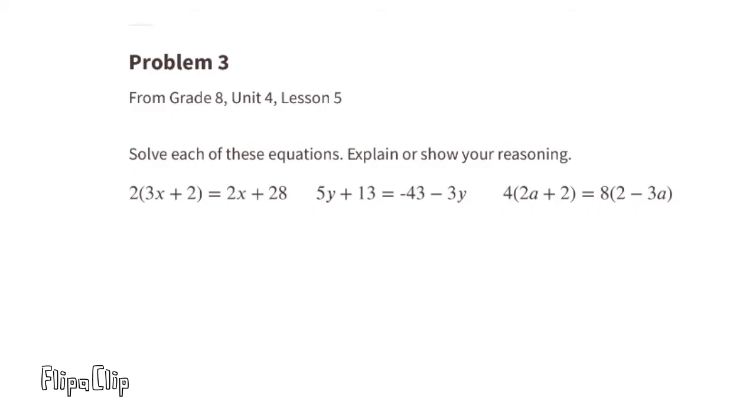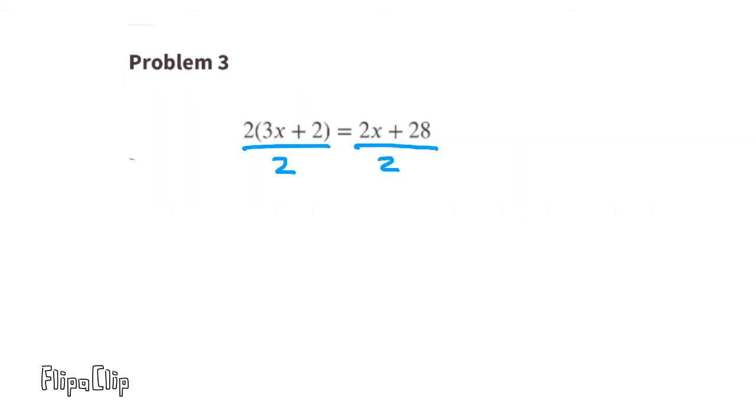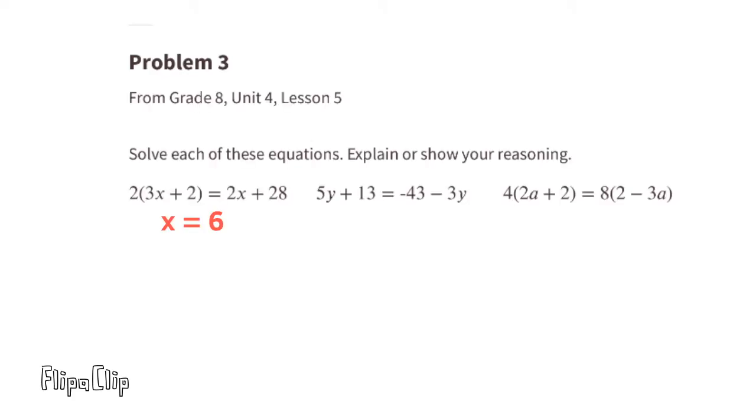Solve each of these equations. Explain or show your reasoning. We can divide both sides of the equal sign by 2. Subtract 2 from both sides. Subtract 1x from both sides. Divide both sides by 2. 1x equals 6, or x equals 6.